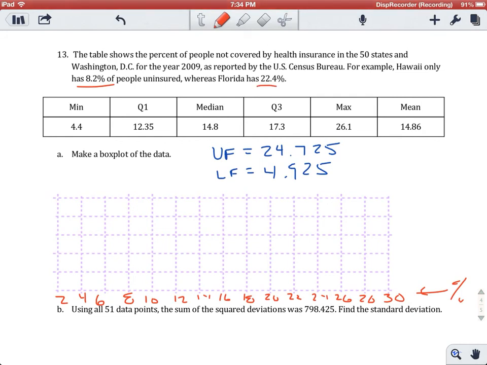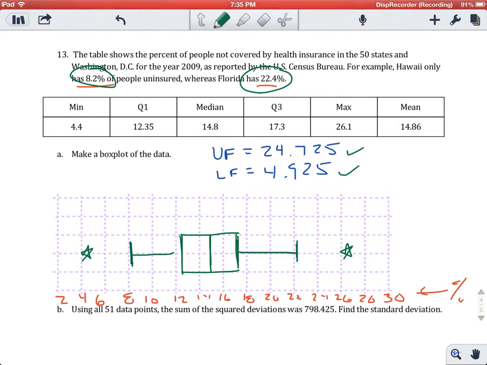So we've got a median right around here, and we've got Q1 around there, and Q3 around there. And then we've got outliers because of the lower fence and the upper fence. So the 26 is an outlier and the 4.4 is an outlier. And I gave you these numbers on purpose so you would actually know how to make the whiskers. So those whiskers look like that. Some people didn't quite have their whiskers in the right place.